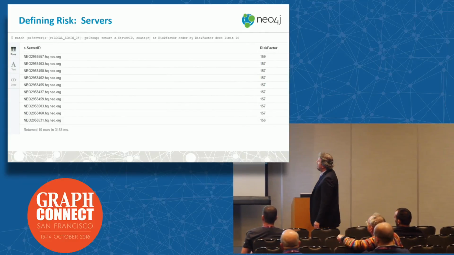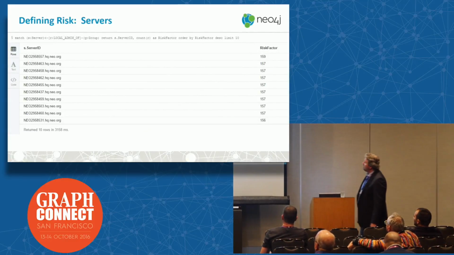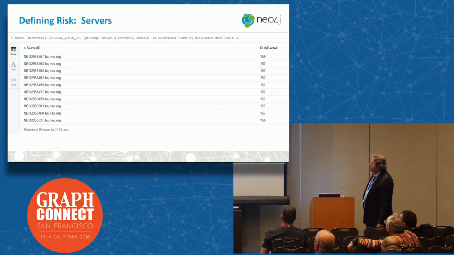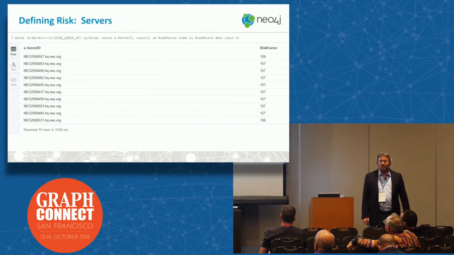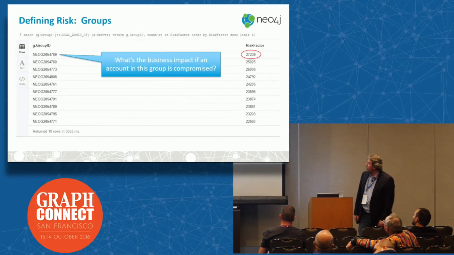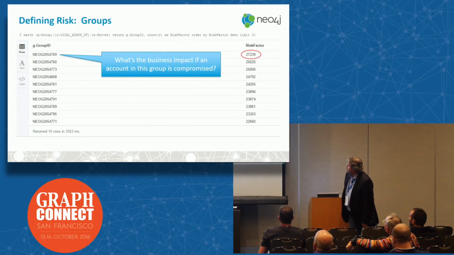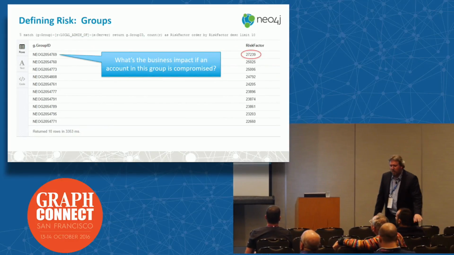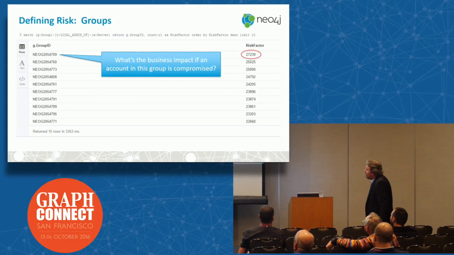Same thing for servers. Here's a server that has 159 local admin accounts, 159 different accounts with local admin. And how about this one? This is my favorite. This is a group, and these groups have local admin access to servers. Just ponder that value for a bit. This single group has local admin access to 27,239 resources in this organization. Who knows what you can do with that group? I can't imagine. You should have seen their faces.